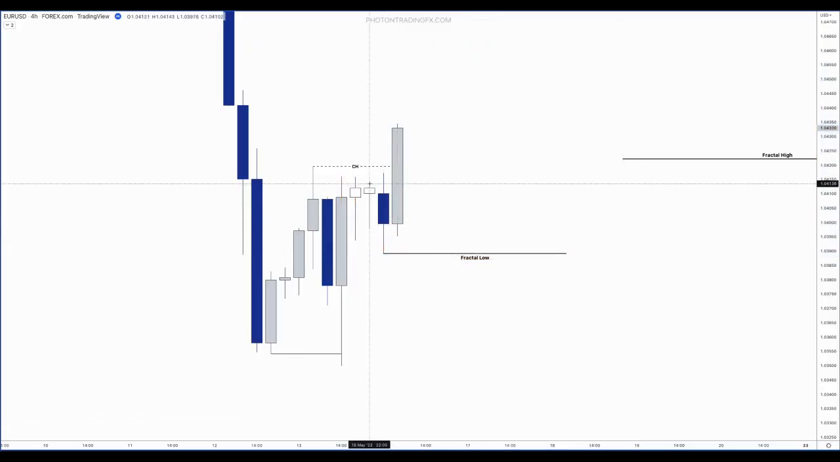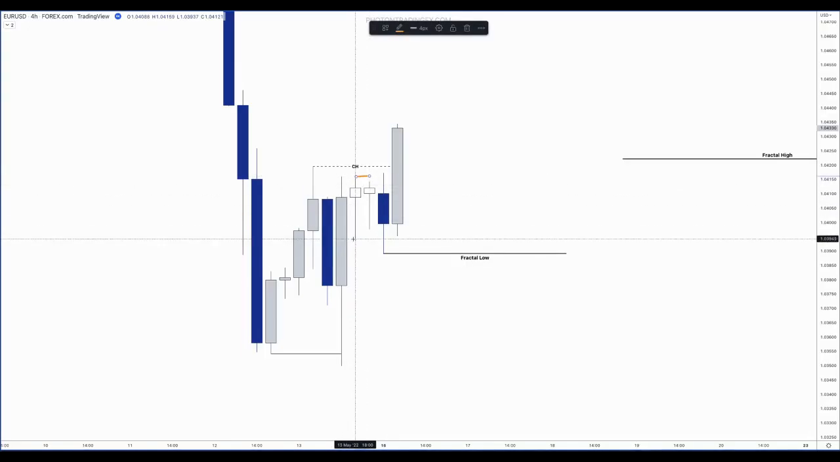Now these are inside bars. I briefly talked about them in the previous lesson. An inside bar is a candle that fails to break the previous candle's high or low. So you see how it trades between this high and low. That's why it's an inside bar. This is also an inside bar. Why? Because it also traded between the high and low of this candle, right?